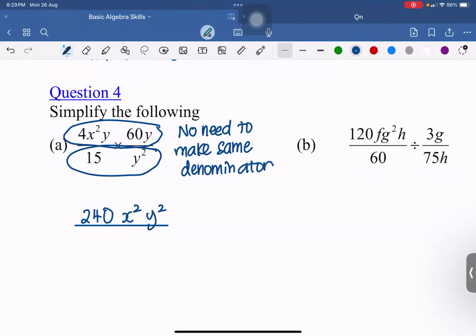Good. Denominator, 15y squared. But this is not the final answer. You must simplify. 240 over 15. What is the answer?